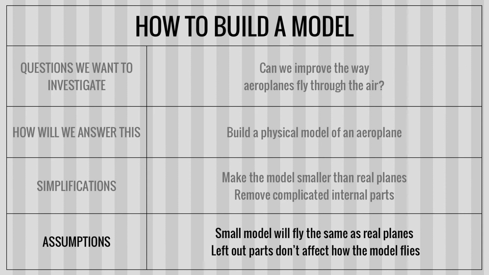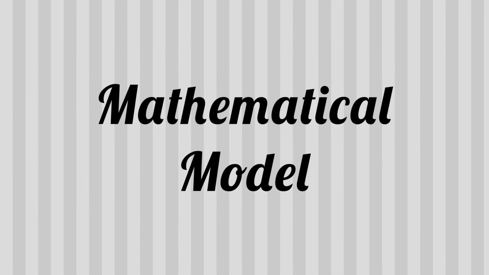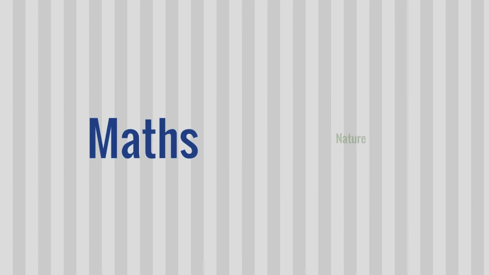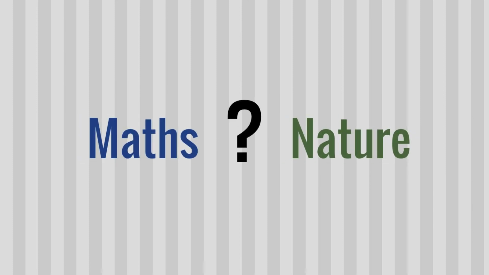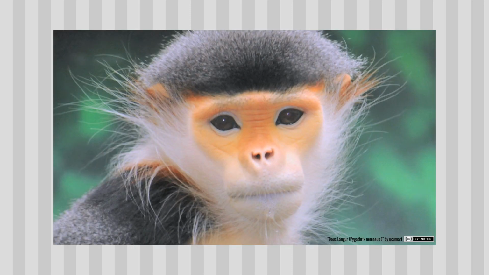Now remember, models don't have to be physical objects like a model aeroplane. Another type of model is a mathematical model. A mathematical model uses maths to describe and predict something. But how can we use maths to answer questions about nature? Make sure you listen carefully, because after I tell you about this example, you're going to fill in the table by yourselves. So, let's imagine you're a scientist and you're interested in a rare and endangered type of monkey.